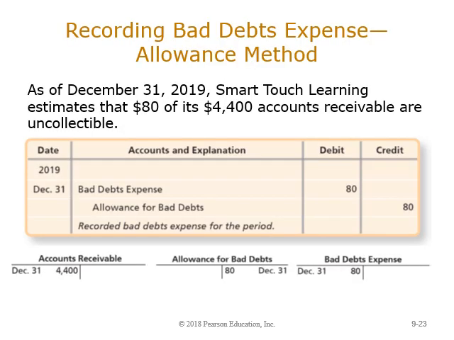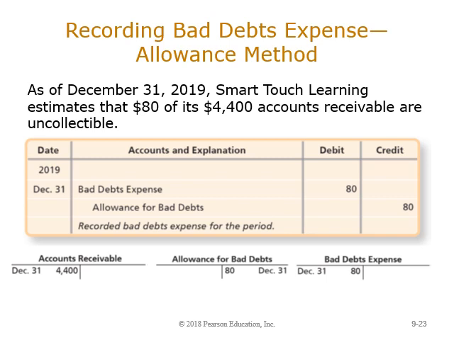So for this one, we're going to utilize the allowance method. On December 31st, 2019, Smart Touch Learning estimated that $80 of its $4,400 in accounts receivable are considered to be uncollectible. So we need to account for that. What we're going to do is debit bad debt expense and credit allowance for bad debts.